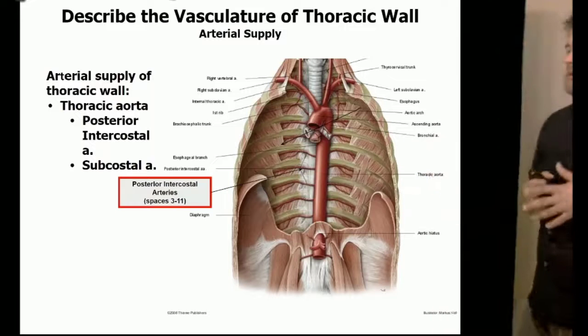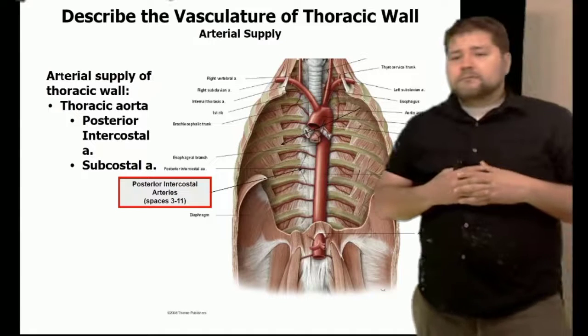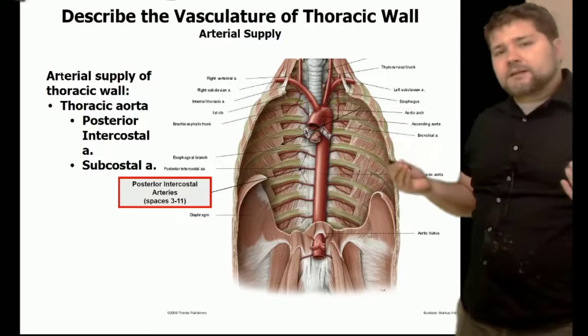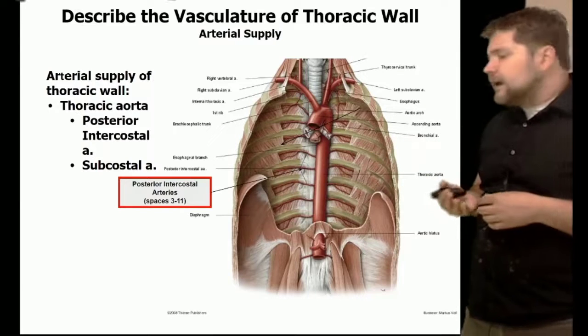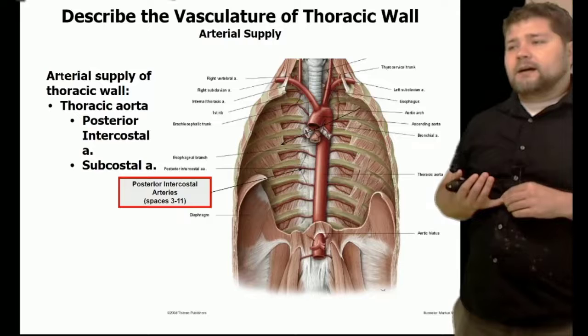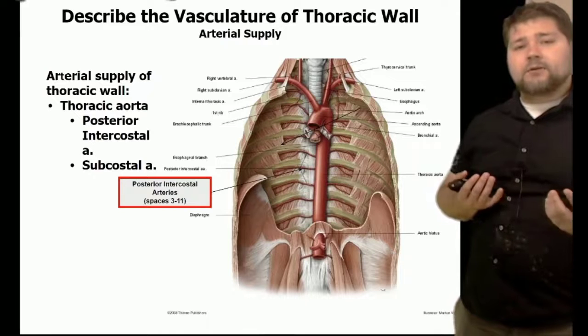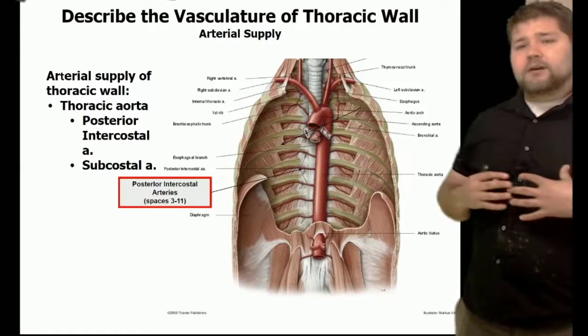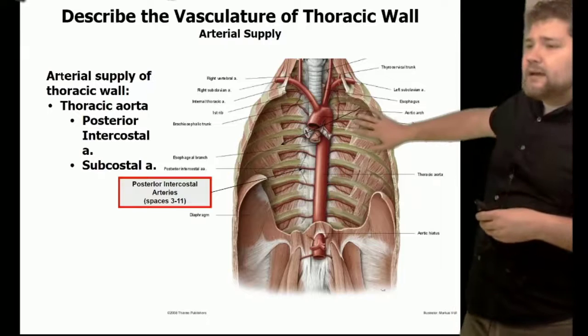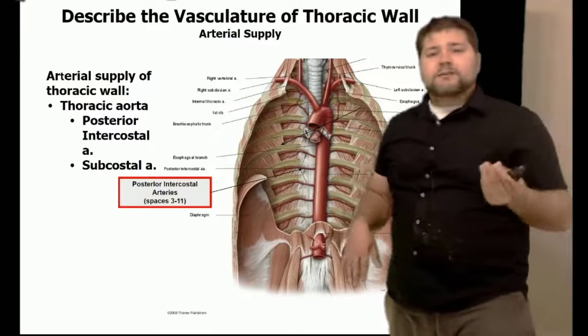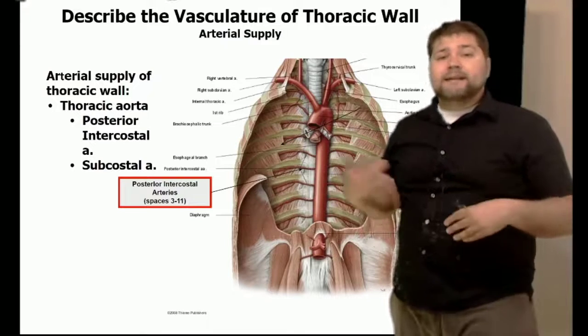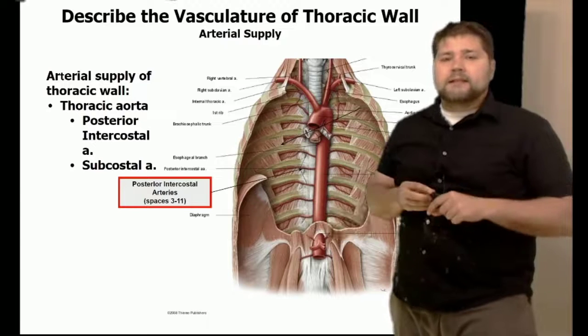All right, so let's take a look at the arterial supply. So the posterior aspect is pretty straightforward. That's all going to come from the thoracic aorta, which creates these posterior intercostals. Now we do have to be mindful because the intercostal arteries and veins have a posterior and an anterior division. We won't see that in the nerves.